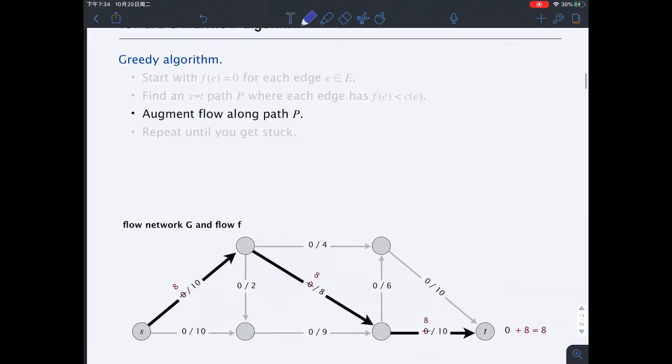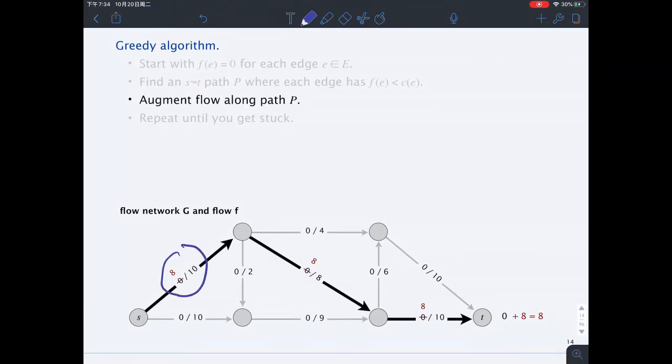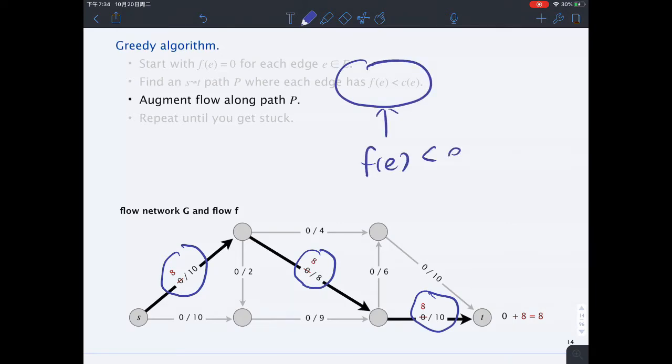So you take the minimum, and then you realize it's 8, and then you push through 8 units of flow over here, right? So this is how we do that. We push through 8 units of flow here. So now the next time we're going to find another path, right?